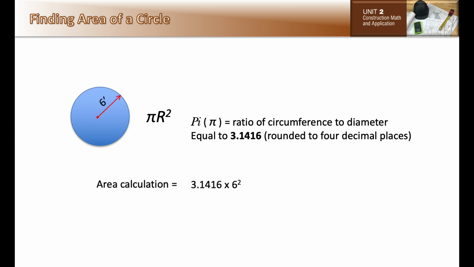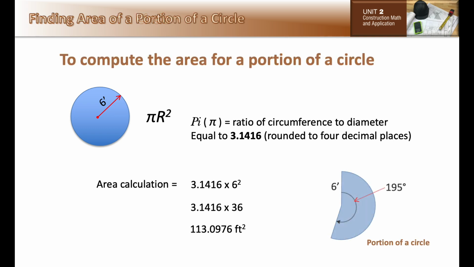Finding the area of a circle example. The radius is 6 feet. The calculation for the area is pi, 3.1416, times 6 squared, which is 36. 36 times pi is 113.0976 square feet.